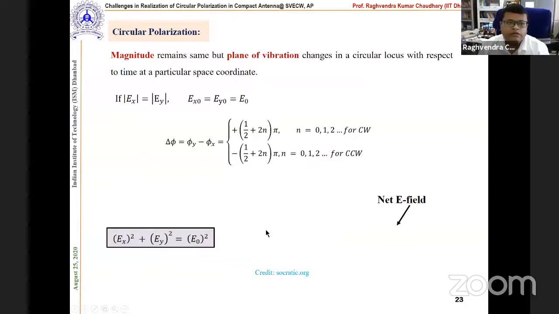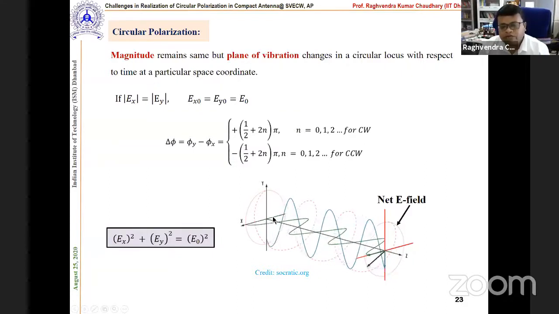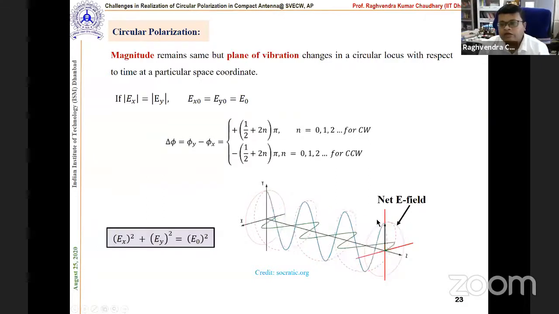Now the second case of the electrical polarization is the circular polarization. The condition is that these two field components should be equal, and the phase difference between them should be pi by 2. In a generalized form we have given, and with the sign you can take it as clockwise or counterclockwise. If you see this picture, these two electric fields are orthogonal as well as having the phase difference of pi by 2. So at the last, they are forming a very nice circle, and this is what we require.